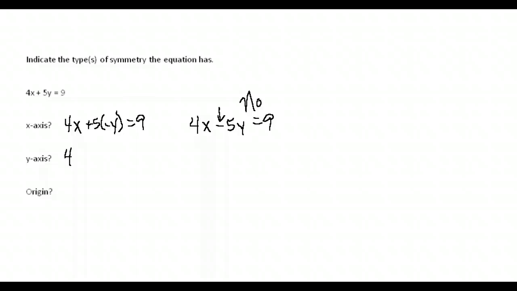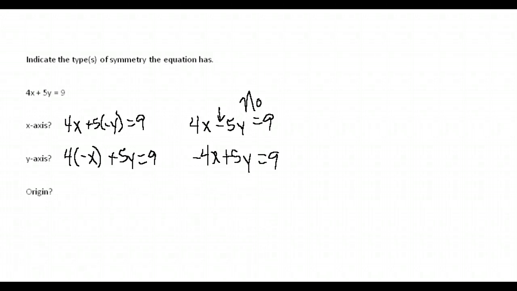Let's try the y-axis. So remember, for the y-axis, we put negative values for our x's, and we simplify. Negative x times 4 gives us a negative 4x. We still have plus 5y equals 9. Is that the same as our original equation up here? It's not, because of this negative. So that is a no, not with respect to the y-axis either.